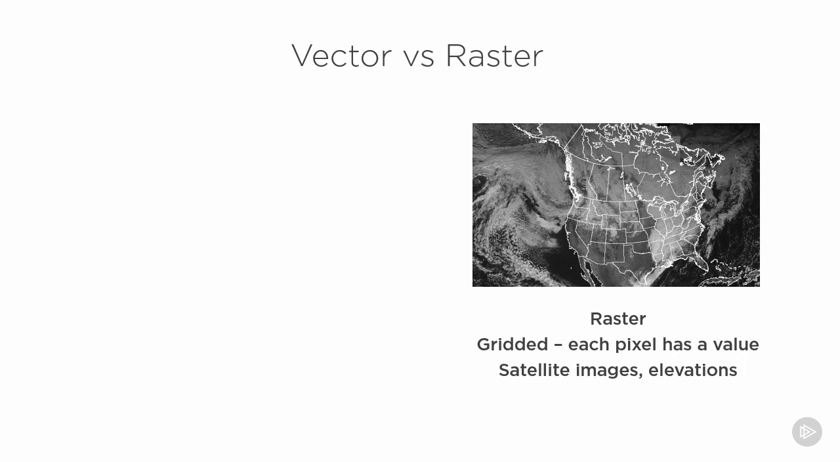Raster data formats are useful for such things as satellite images, elevation maps, pretty much any image type that you're used to. PNGs, JPEGs, GIFs, they're all raster formats.